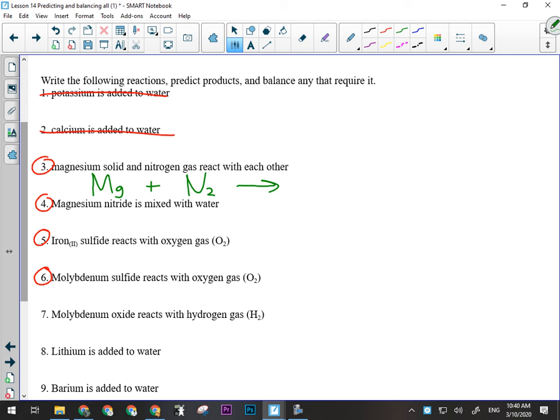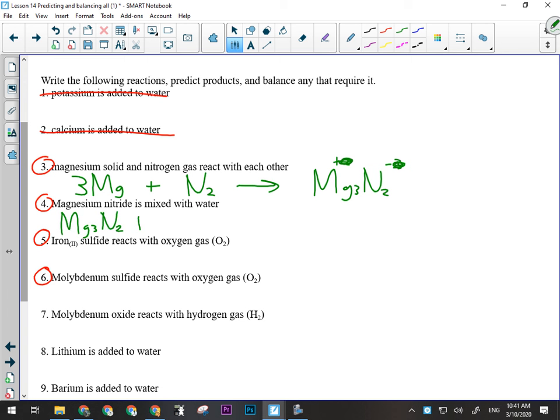Okay, so this is going to make an ionic compound. Mg with N, and that will have to drop and swap. So a -3 and a +2, so we're looking at Mg3N2. Right, and then we need to balance this simply by putting a 3 in front of the magnesium. Questions on that one?